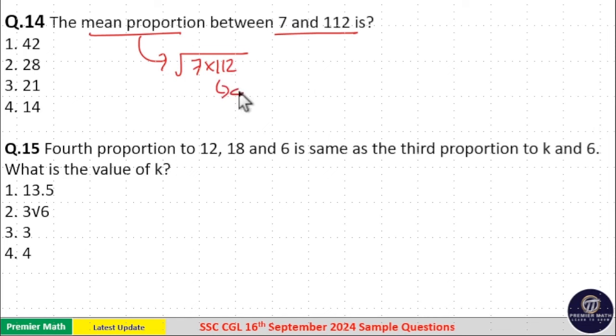Now if I take 4 outside from 112, 4 into 28 is 112. So 7 into 4 is 28, so this is under root 28 square. So 28 is your answer. Option 2 is your answer.